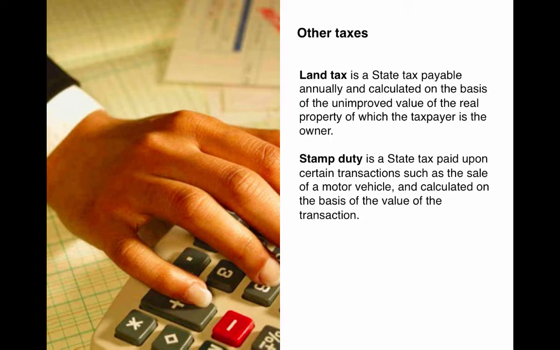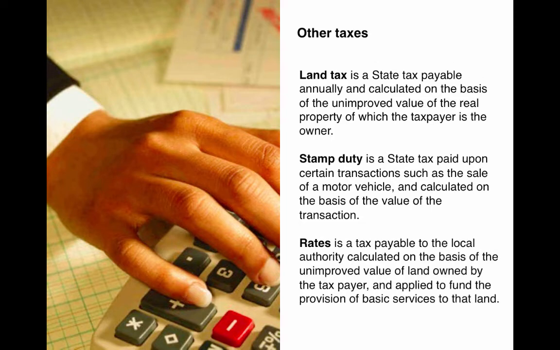Stamp duty is a state tax paid upon certain transactions, such as the sale of real property or motor vehicles, and is calculated on the basis of the value of the transaction. And finally, rates is a tax payable to the local authority, calculated on the basis of the unimproved value of land owned by the taxpayer, and applied to fund the provision of basic services to that land. Unlike land tax, rates is payable in relation to real property that is occupied as the principal place of residence.